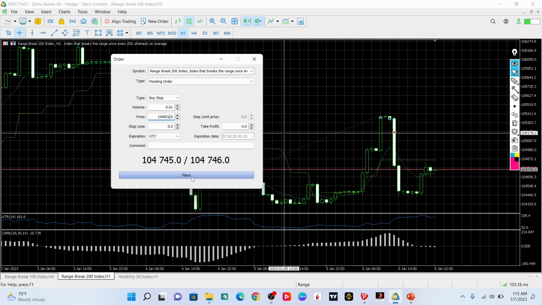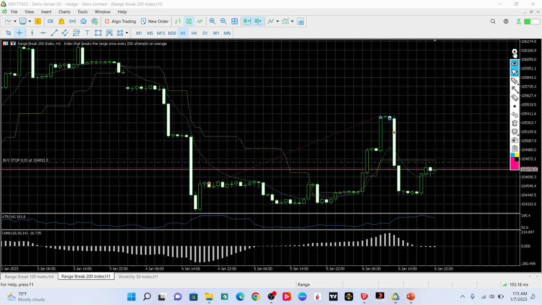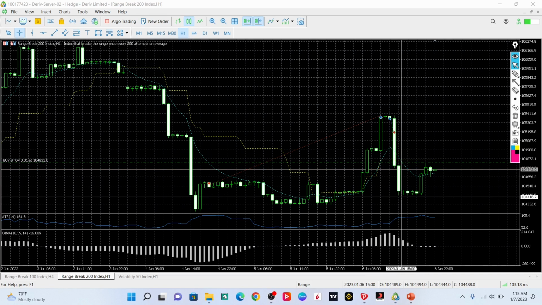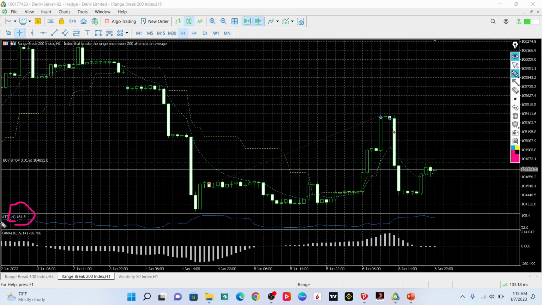1048.31. That's a buy stop order. So our order is right in at this level here. So we want to determine our stop loss. You go to the ATR reading. That is number one. At the ATR reading, what you're going to do is multiply the ATR by 1.5.